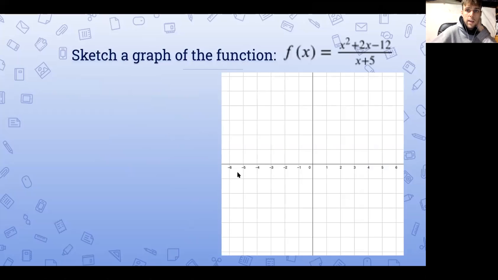All right, this will be the last one here. We're going to sketch this graph. We're going to try to put all of this together here. We got x squared plus 2x minus 12. Degree difference of 1. The numerator is greater than the denominator, so we are going to have a slant asymptote in this case.